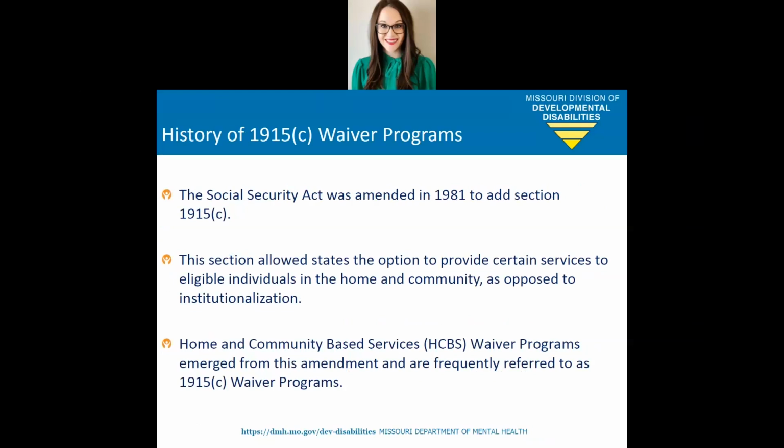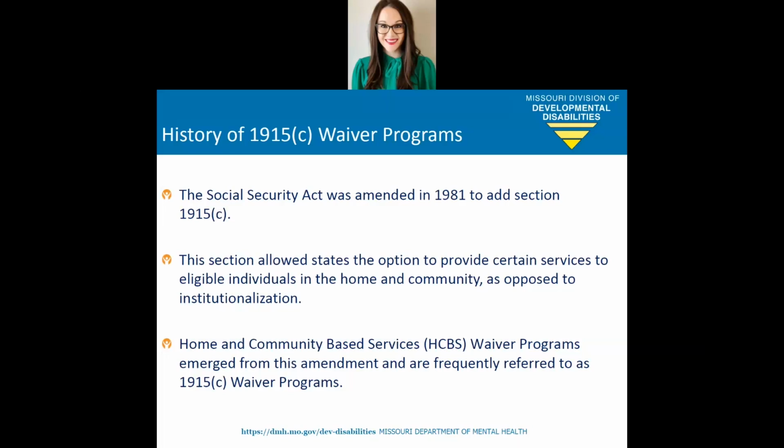Let's start off discussing the purpose and history of home and community-based services waiver programs. In 1981, the Social Security Act was amended to add a section called 1915C. This section gave states the option to provide specialized services and supports in an individual's home and preferred community rather than in an institutional setting like a hospital, nursing home, or intermediate care facility.